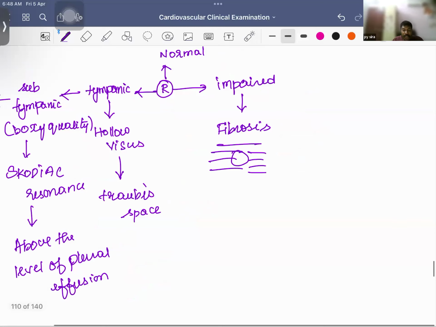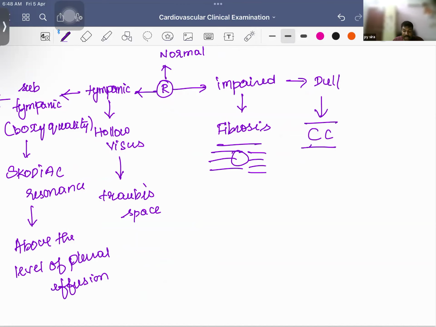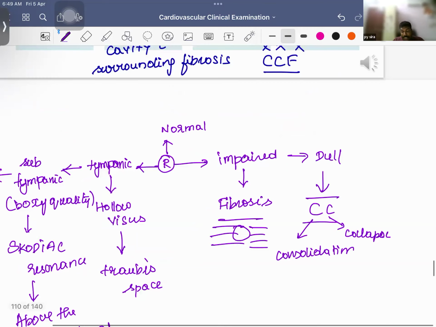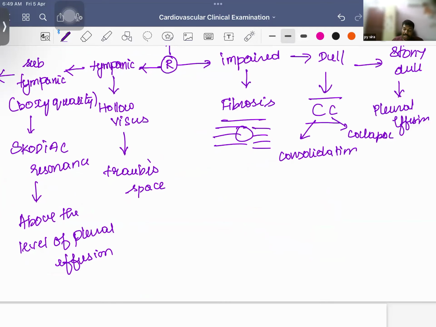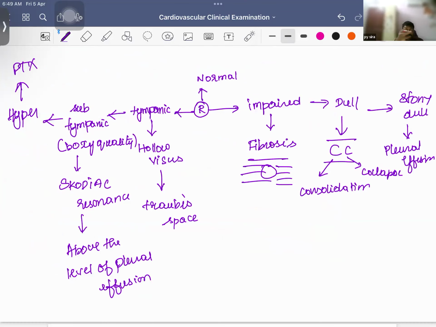Then you go to the dull note. Whenever you have a dull note, remember it is going to be CC, consolidation, where you are going to get a dull note, and collapse, you are going to get a dull note. Then you can have a very dull note, which is going to be stony dull. Stony dull in pleural effusion. So this scale is very important, and if you know this scale, then you can answer most of the questions.